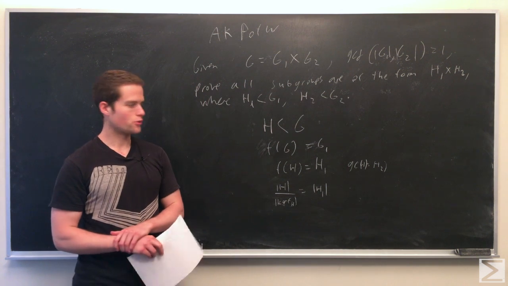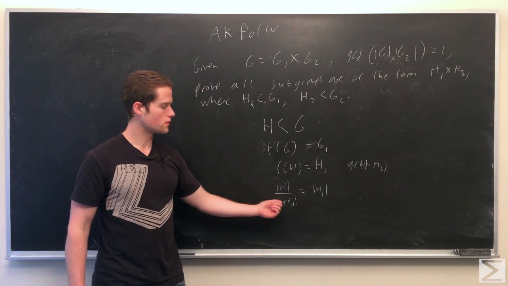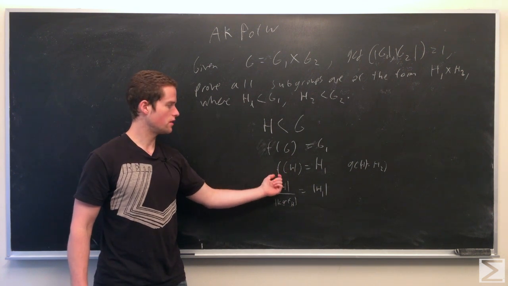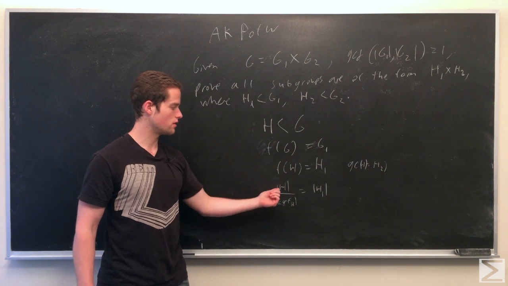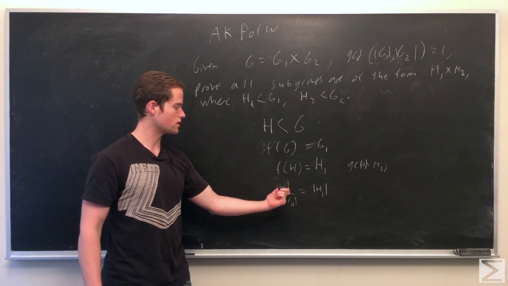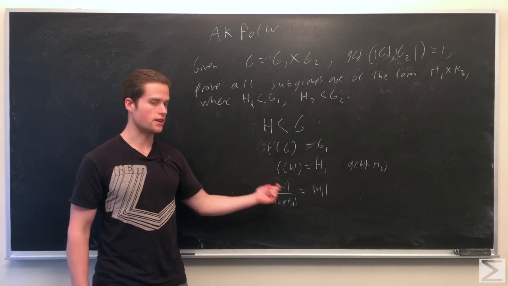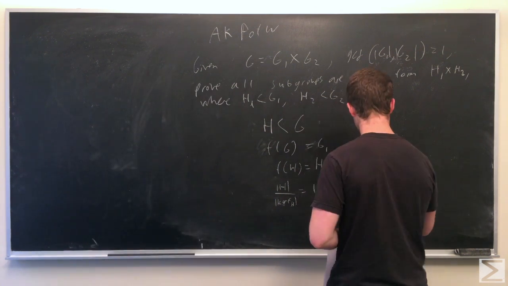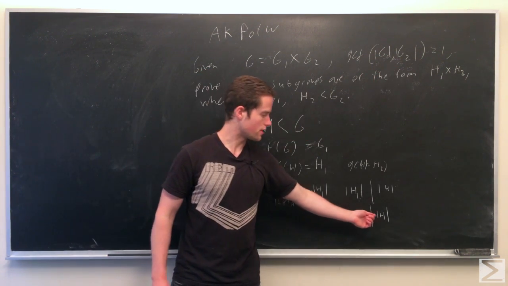So note by an isomorphism theorem, the kernel of F, the induced homomorphism on H, the kernel of this induced homomorphism, which is only on H. So that kernel, the magnitude of H divided by the magnitude of that kernel will give us the magnitude of H1. This implies actually the magnitude of H1 divides the magnitude of H. So similarly, we have the magnitude of H2 must divide the magnitude of H.